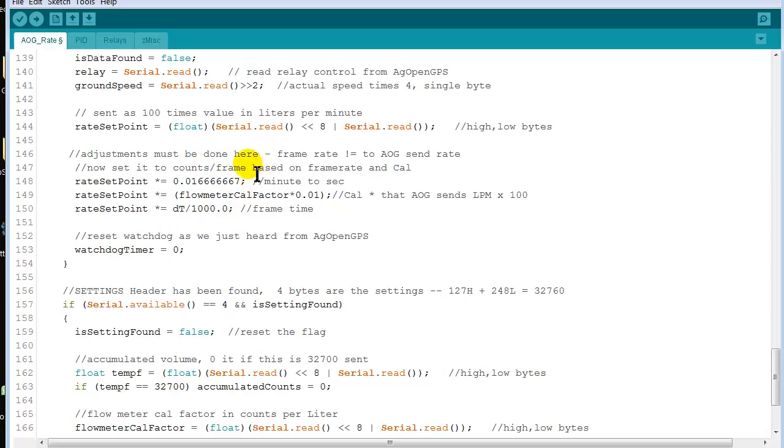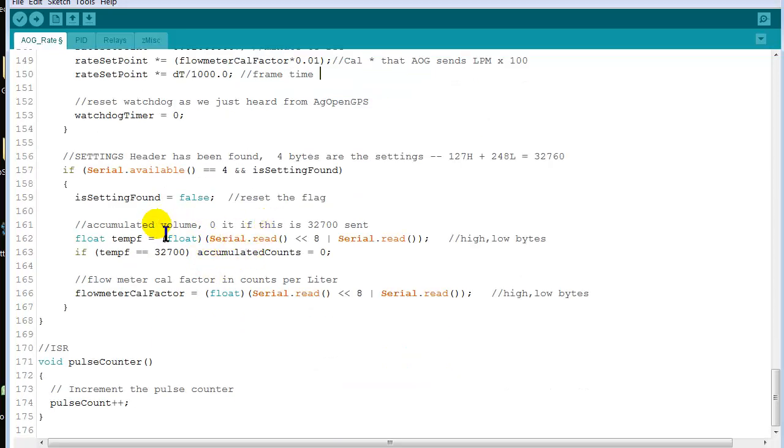And now we need to adjust it from liters per minute times 100 to ticks per frame. So we divide it by 60 to go from a minute to liters per second, and then we multiply by our flow rate, or our cal factor, times 0.01 divided by 100 to get rid of this 100. So now we're in ticks per second. And then we divide it by how long our frame time is. In this case, it's 10 frames per second, or 100 milliseconds, so we multiply by 0.1. We get our ticks per frame.